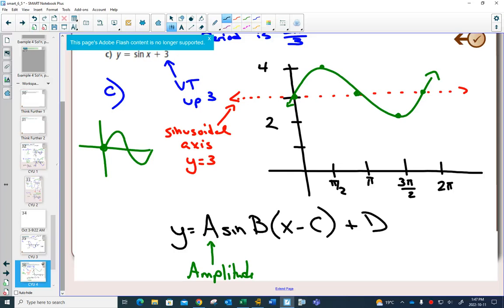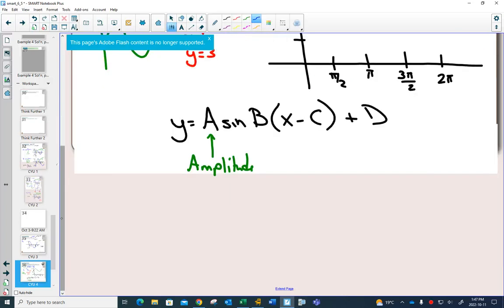The B value affects your period. B value, period. However you can remember that. Okay? Those are the only 2 that I have good ways of remembering.